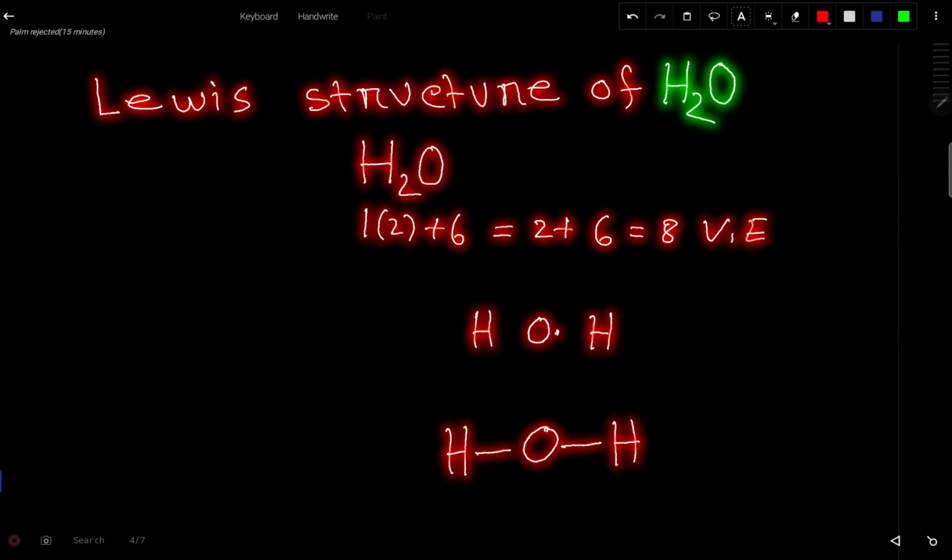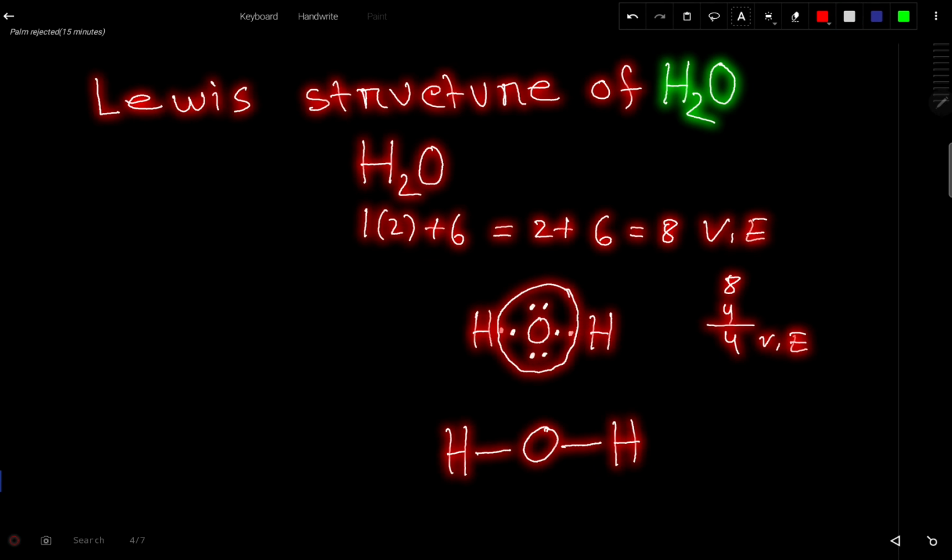So to connect, we have to put a single bond, or 2 dots. So for connecting these 3 atoms, we have used 4 valence electrons. So we have 4 valence electrons left. These 4 valence electrons will be used to satisfy the octet for oxygen. Already hydrogen has achieved its duet. So let us put these 2. So now this oxygen has 8 valence electrons, right?